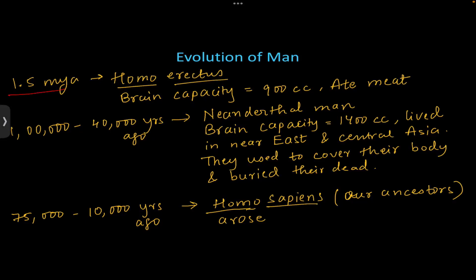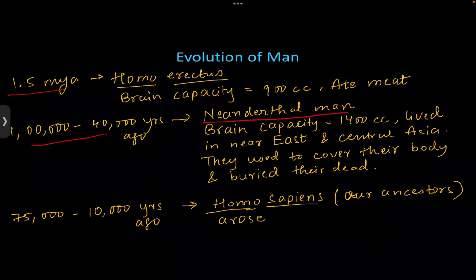Then around 1 lakh to 40,000 years ago, Neanderthal man appeared, and their brain capacity was significantly larger, around 1400 cubic centimeters. From fossil evidence, people saw that they lived near East and Central Asia. People have also found from fossil studies that they used to cover their bodies, using animal skins, etc., as clothes, and they used to bury their dead. So they were sentimental, emotional, and had emotional intelligence.